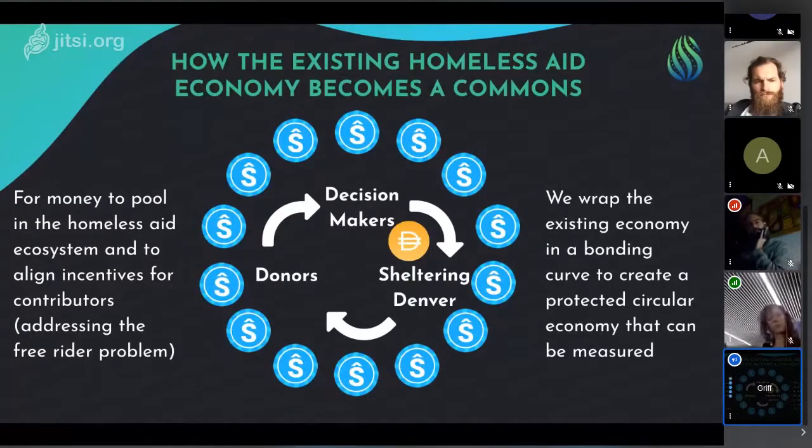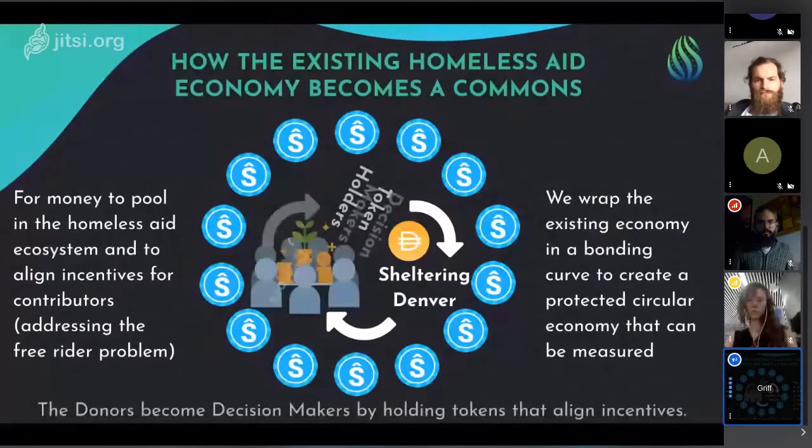But the bonding curve creates a situation where donors end up receiving a token in return, and that token helps align their incentives, where instead of having self-sacrifice and just donating out of the kindness of their heart, they get something in return that then gives them an incentive to grow this internal economy. And because the internal economy is wrapped in the bonding curve, we can create a circular economy that can then be measured and managed more appropriately.